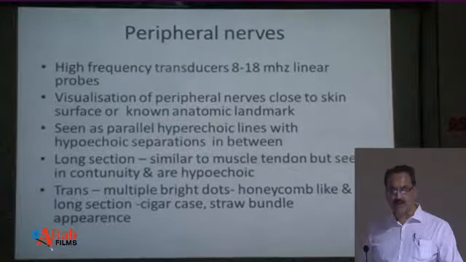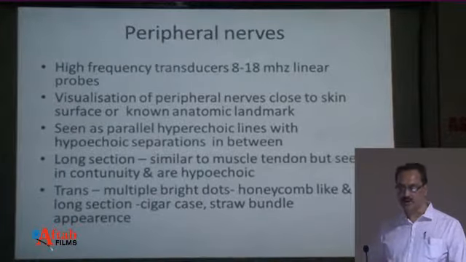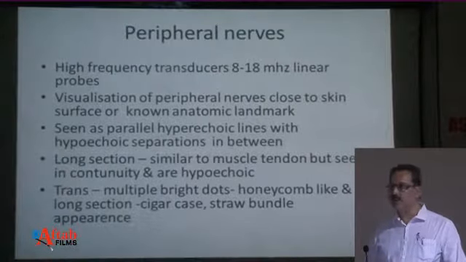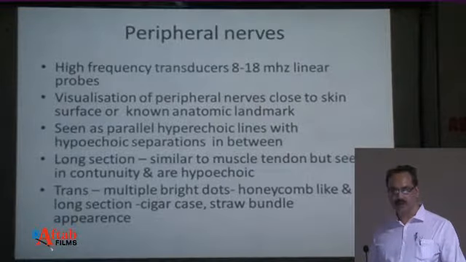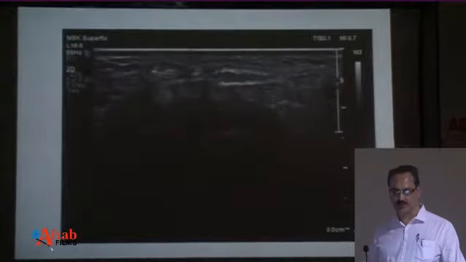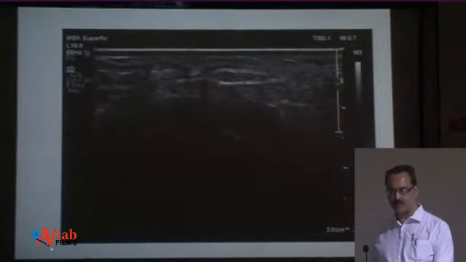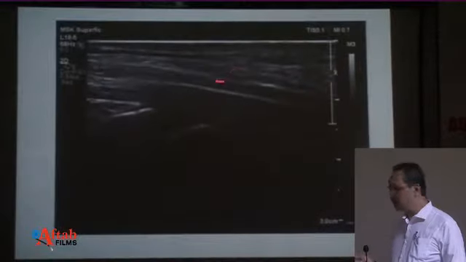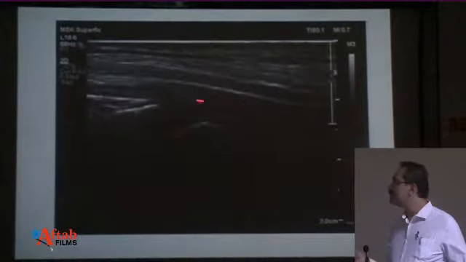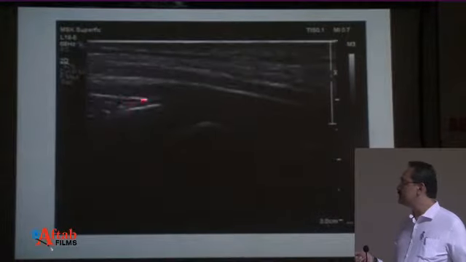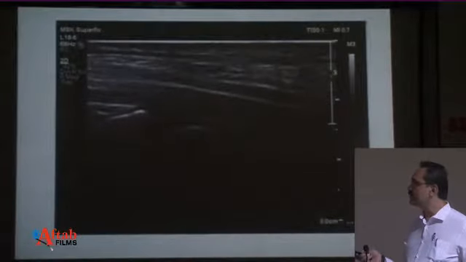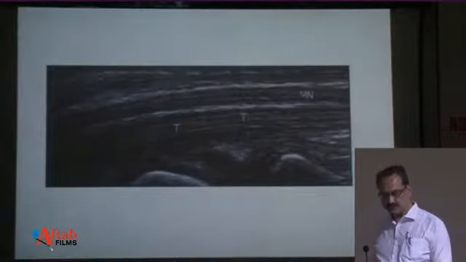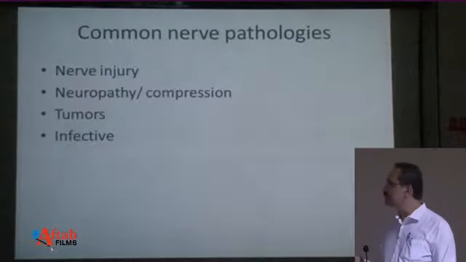The nerves are seen as parallel hyperechoic lines with hypoechoic separations in between, and they almost look like muscle fibers. But in muscle fibers there is discontinuation, while the nerves will show continuous fibers. So this is the median nerve in the transverse section, and this is the median nerve in the longitudinal section, and these are the muscle fibers adjacent to it. You can see that there is discontinuity in the muscle while the nerve fibers are showing continuity. The same picture, static image.